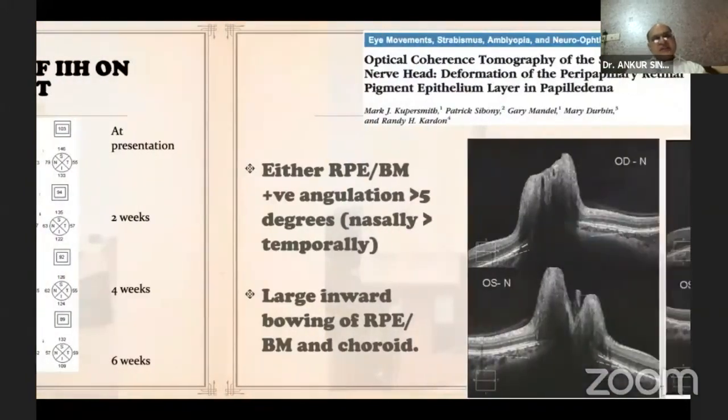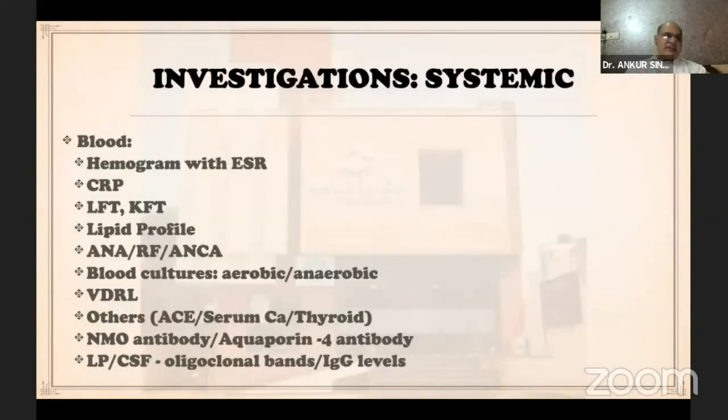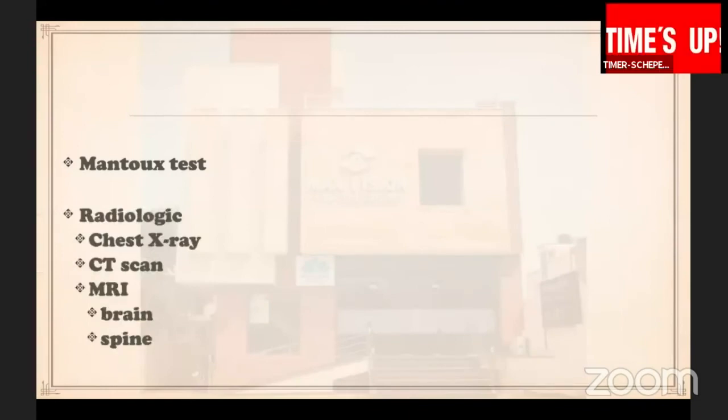Now, systemic investigations include a lot of blood investigations: hemogram, ESR, CRP, LFT, RFT, autoimmune profile, including NMO, MOG, and aquaporin-4 antibodies. CSF examination for oligoclonal bands and IgG antibodies should be done based upon the case-to-case scenario. Mantoux is important because TB can mimic anything in India, so the Mantoux test can help us find out. Similarly, we have a full lecture on the radiologic investigations, so I will not go into detail.